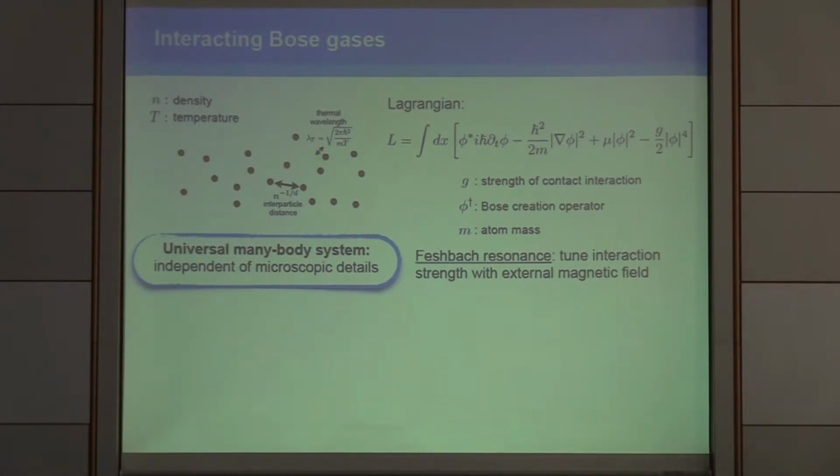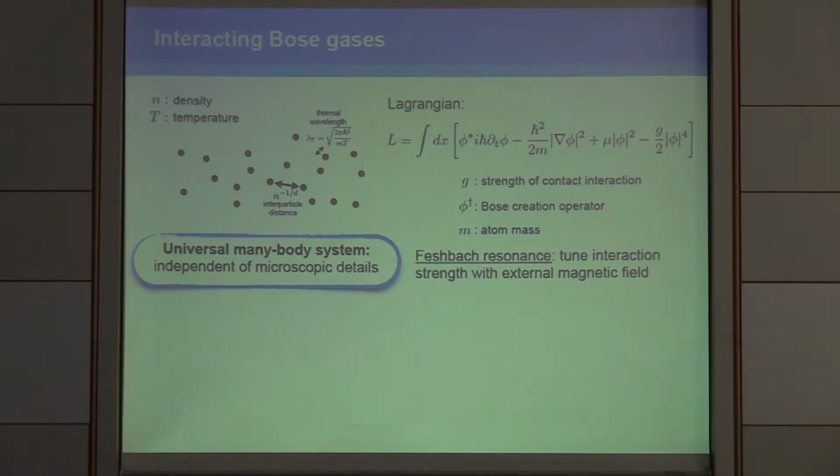So the way we describe this is typically by a Lagrangian of this type with a bosonic field operator. It's the theory of a non-relativistic gas of atoms with an atomic mass. They are bosons in this case. And also the interaction itself is universal and described by this quartic contact interaction term. And the nice thing about cold atoms is, of course, that the strength of this interaction can be tuned by means of an external magnetic field exploiting Feshbach resonance, which we have already heard about in the first talk.